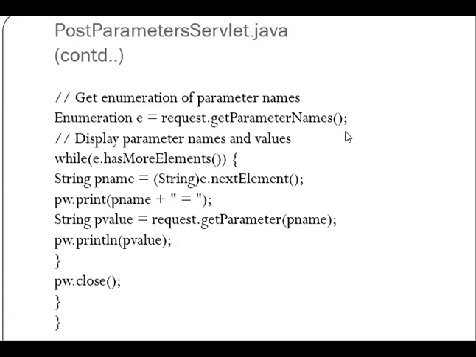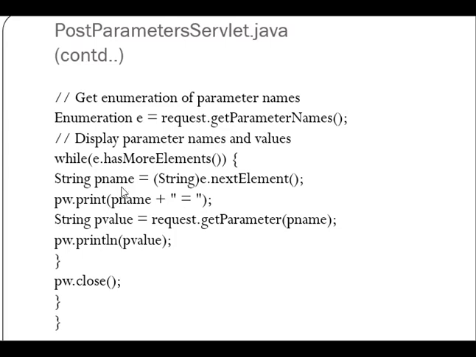Once we extract the name of the parameter, the next task is to extract its value. Both of them cannot be extracted together. So first we'll extract the names of all the parameters, then one by one we'll extract the values. For that we'll print the name of the parameter. Then, in order to extract the value of the parameter, we have to use the method getParameter: request.getParameter(pname). What is pname? It is a temporary variable, declared over here. It is nothing but the name of the parameter.